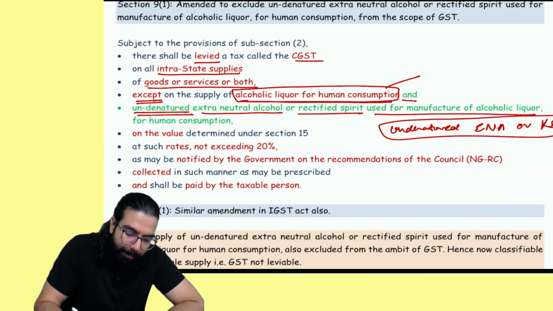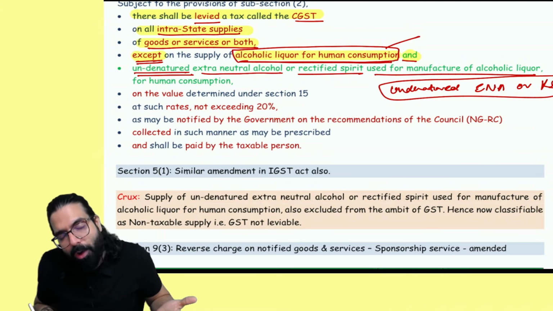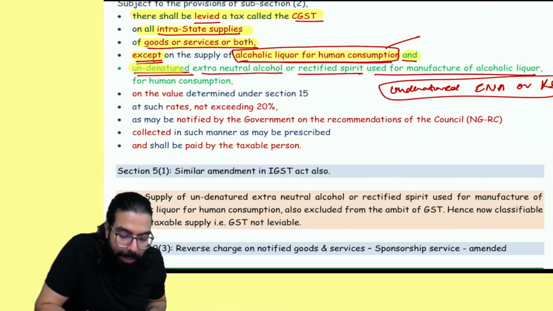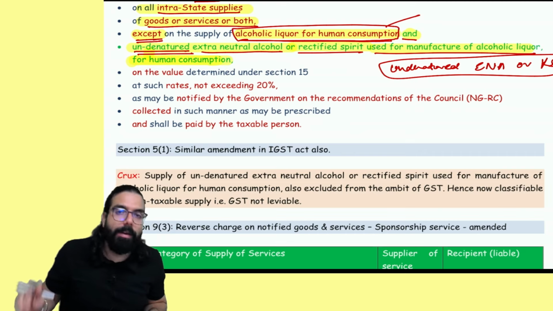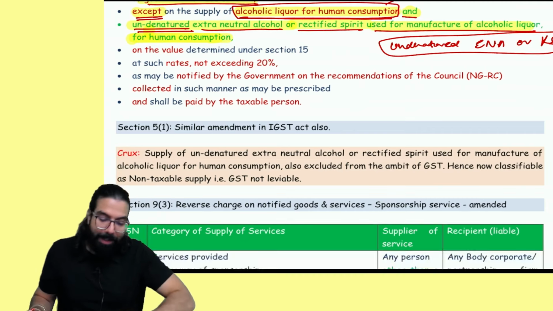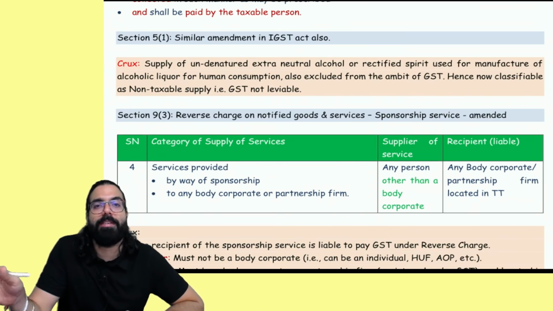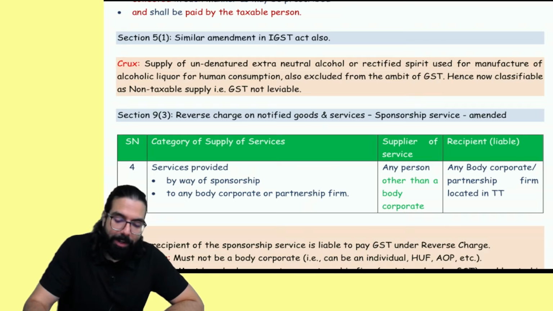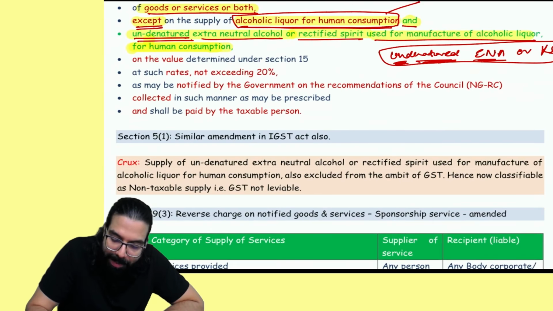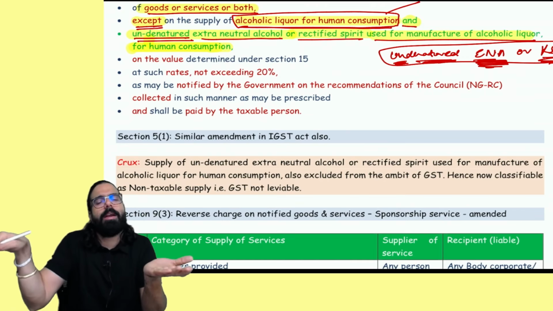See, they have told GST shall be levied on intrastate supply of goods except alcoholic liquor, and the amendment this time is except alcoholic liquor for human consumption and undenatured extra neutral alcohol, a rectified spirit, which is used for manufacturing of alcoholic liquor for human consumption. And hence, what does this mean? This means that now, if a person is supplying alcoholic liquor for human consumption, anyway non-taxable under GST, supplying of undenatured extra neutral alcohol or rectified spirit, which is used to make this alcoholic liquor, on that supply also there is no GST.